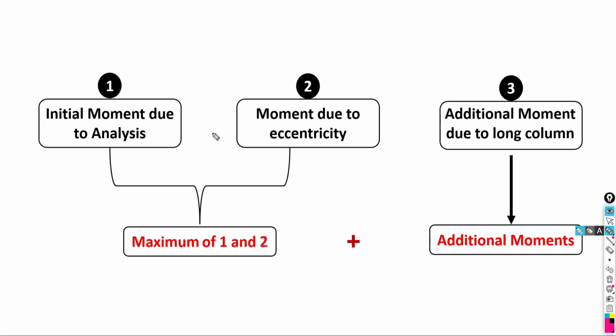Whatever the maximum value in a particular direction, either in x or in y, in comparison of moment due to analysis results and moment due to eccentricity, whichever is the maximum, that we have to consider as the final one. And that final moment we have to add with the additional moment that we have calculated in that particular direction. And that will be the final design moment for which we have to design our particular column.